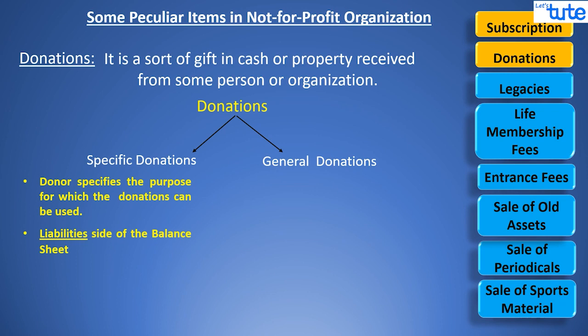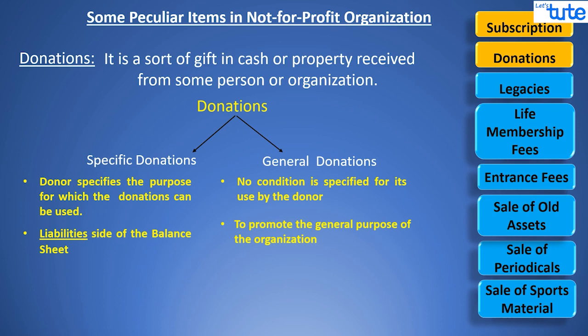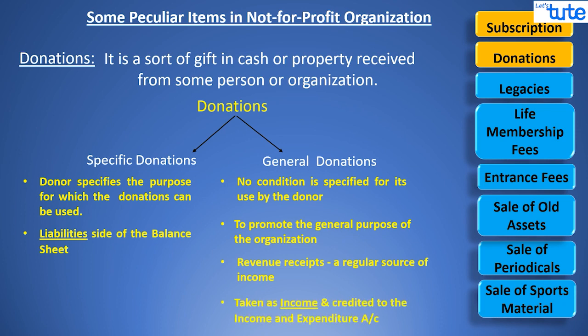Whereas the other type of donation is general donation. This is the donation where the donor does not specify any condition for its use. Such donation is to be utilized to promote the general purpose of an organization. These are treated as revenue receipt as it is a regular source of income for NPO, and hence it is to be taken as income and credited to income and expenditure account for the year. Have you all understood this much?